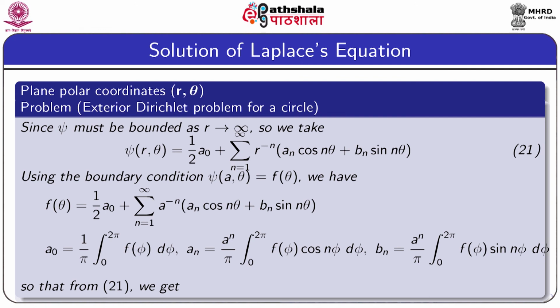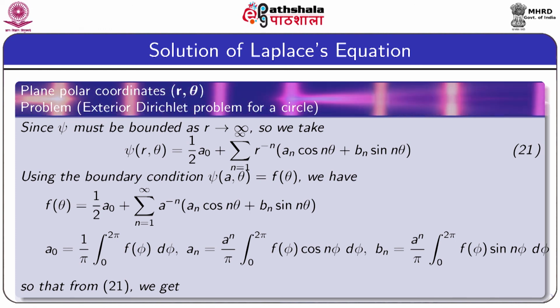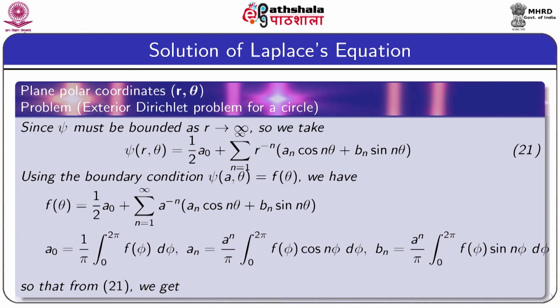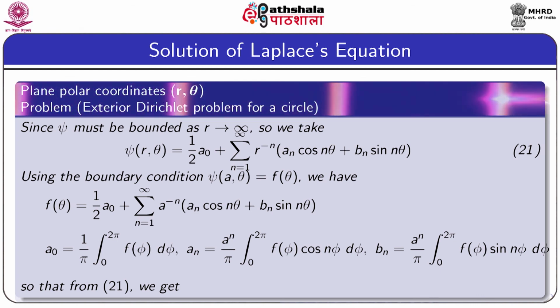Now, there is a difference between an interior Dirichlet problem and an exterior Dirichlet problem. In case of the exterior Dirichlet problem, we have to drop the term r to the power n because that term is not bounded as r goes to infinity. So, the solution is of the form written in equation number 20, and in the solution you can see that the term r to the power minus n is present because this term is bounded as r goes to infinity.